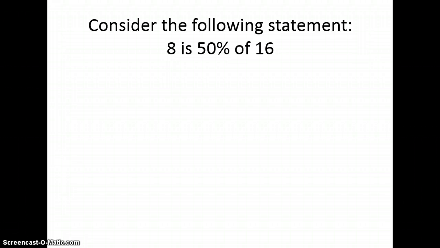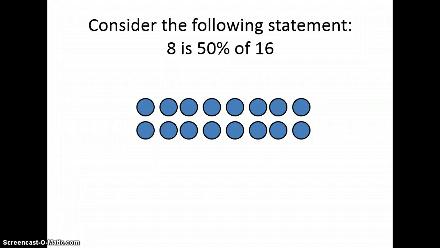So let's consider the following statement. 8 is 50% of 16. Now we all know that 8 is 50% of 16, but let's look at that visually and what this statement is really telling us. What it's saying is if I had 16 of something, 16 circles, and I wanted to find 50% of that, well, we know 50% is equivalent to half, so half of 16. Remember when we were talking about fractions, and we said that the word "of" means to multiply. That's going to be important later on when we get into writing an equation.